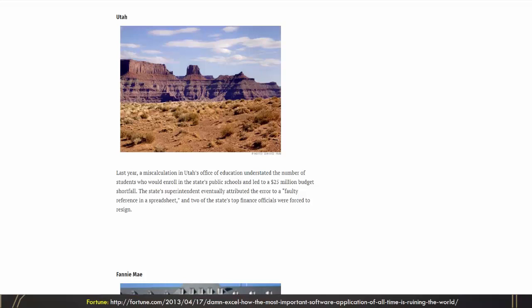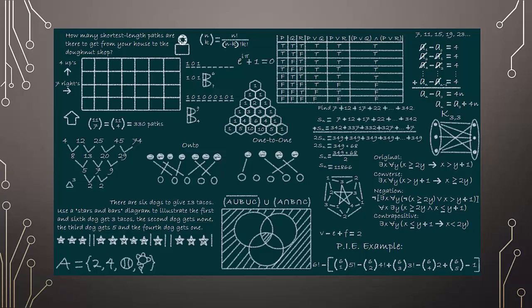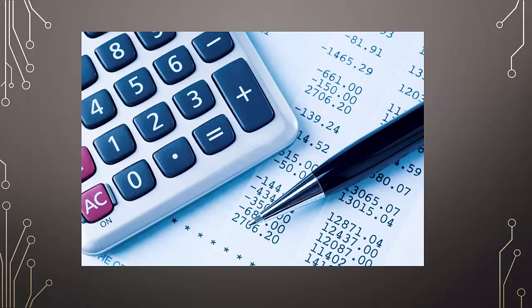These examples aren't just costing companies money, but there are people with jobs at stake behind these companies. For example, in 2015, the Utah Office of Education underestimated the number of students that would enroll in public schools, leading to a shortfall of $25 million in their budget. The error was attributed to a faulty reference in a spreadsheet, and 2 of the state's top finance officials were fired for their mistakes. Although many algorithms have revolutionized the world as we know it, the misusage of these algorithms can be very dangerous, and in the case of the topological sort algorithm implemented in Excel, the changing of a few numbers can cause a ripple effect with gigantic consequences.